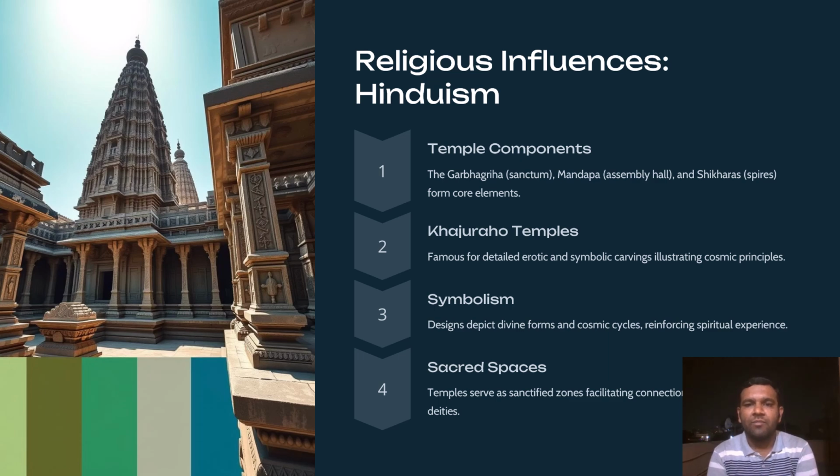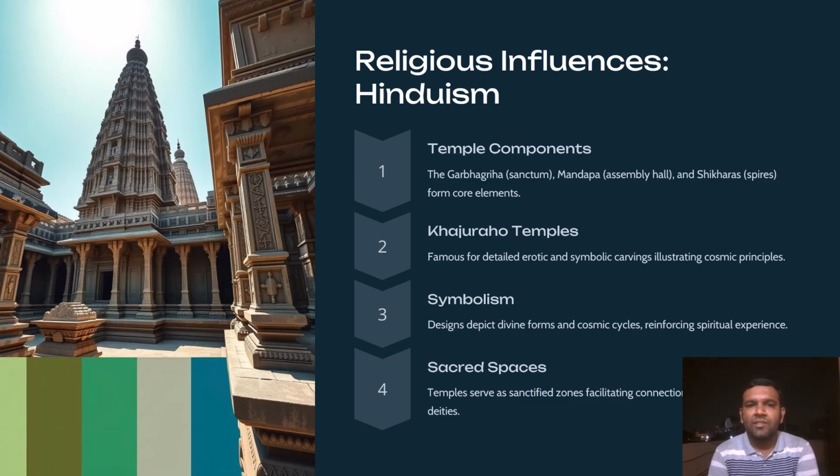Khajuraho temples are famous for their detailed erotic and symbolic carvings, illustrating cosmic principles. Symbolism: the designs depict divine forms and cosmic cycles, reinforcing spiritual experience. And for sacred spaces, temples serve as sanctified zones, facilitating connection between devotees and deities.